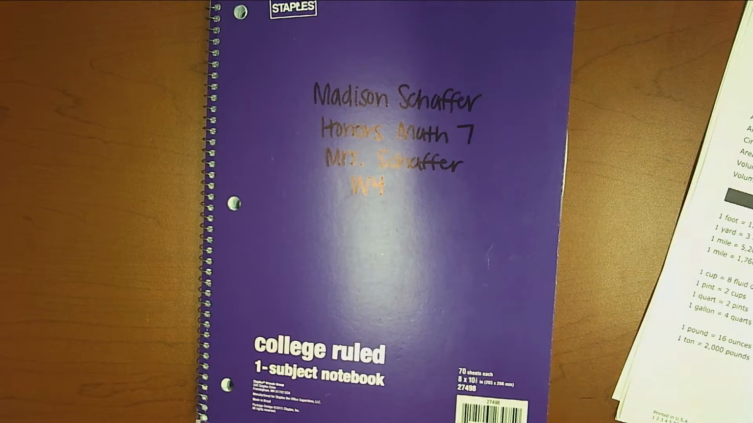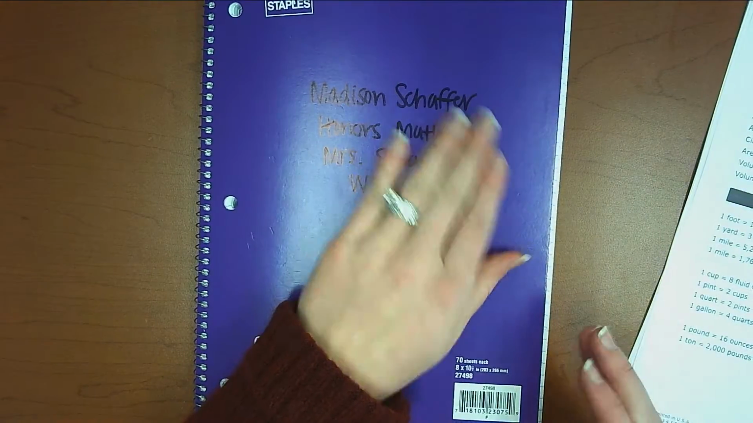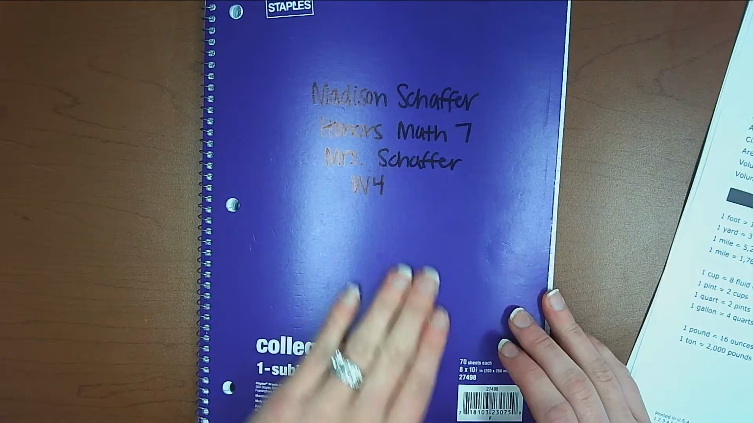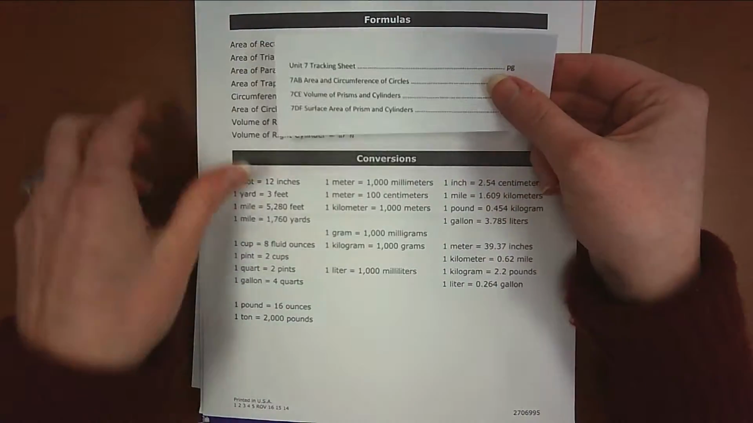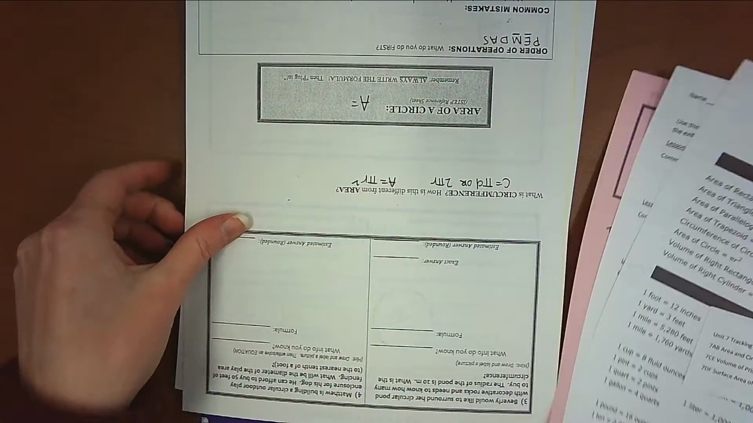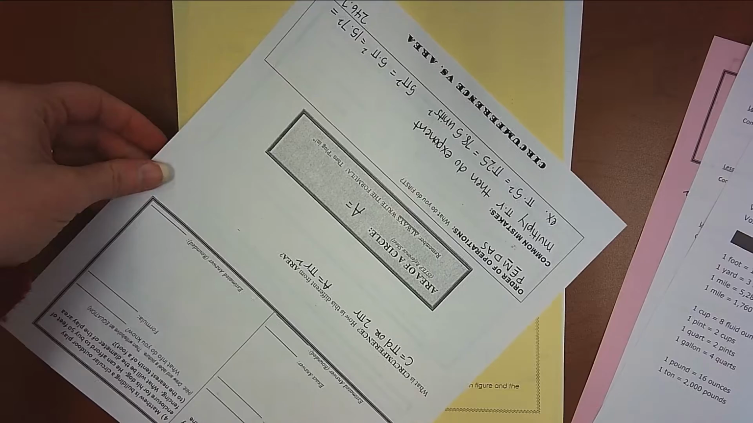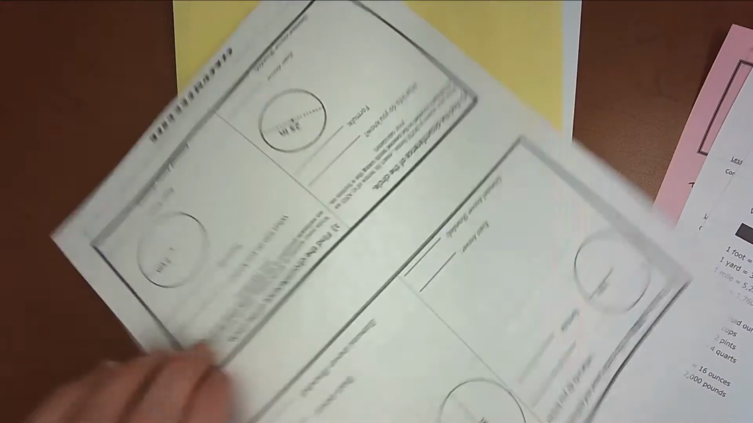Okay, today we're going to be setting up our Math 7 Unit 7 notebooks for this unit. So you should have gone through and grabbed a table of contents, an I-STEP reference sheet, and a Unit 7 tracking sheet. There was a pink circles page and a white circumference versus area page; on one side, the other side says circumference at the bottom.